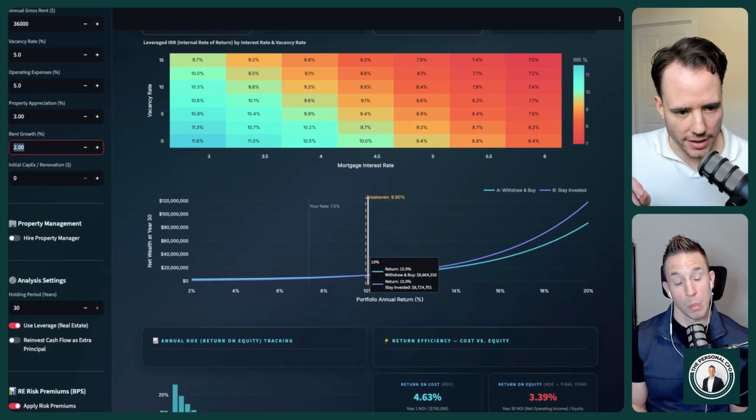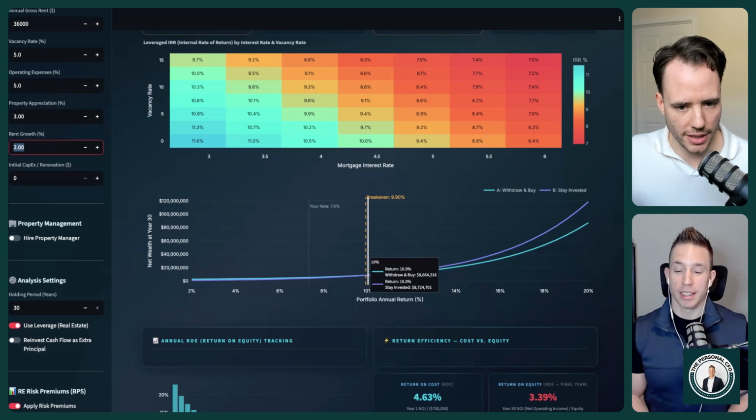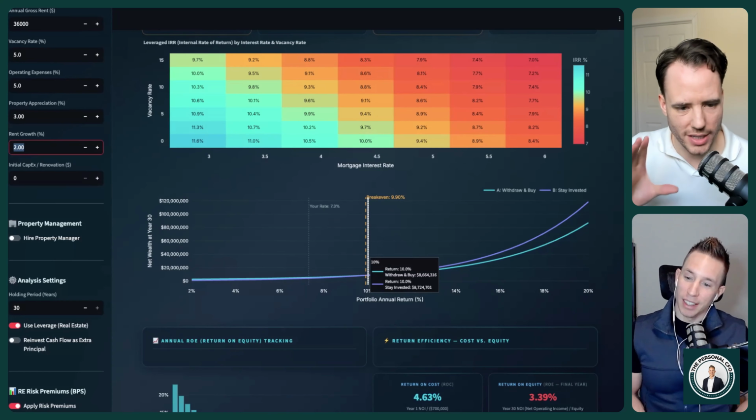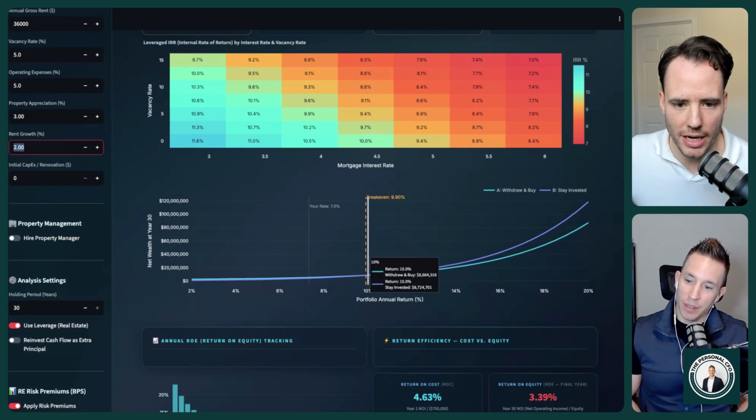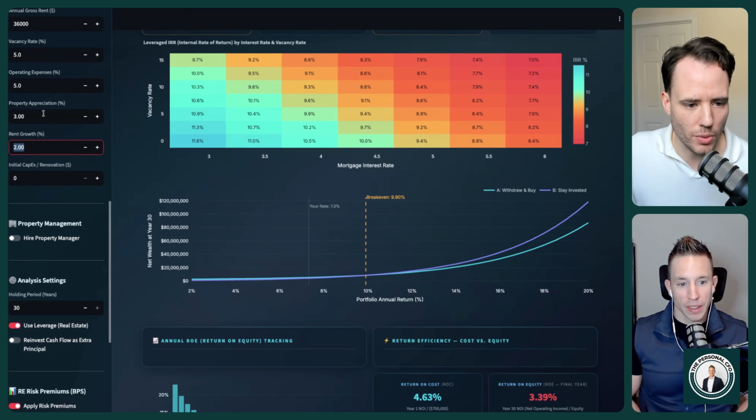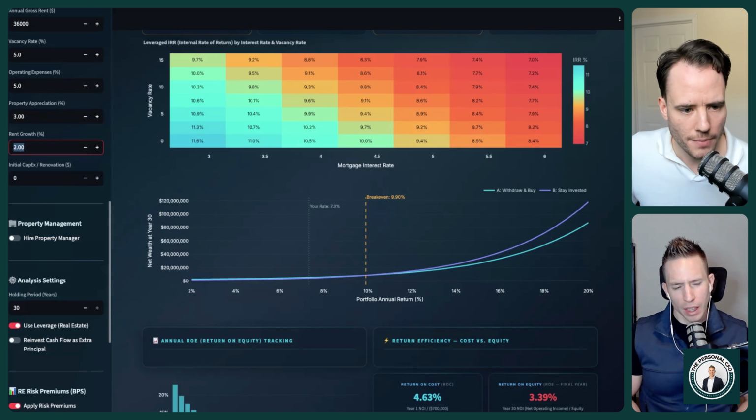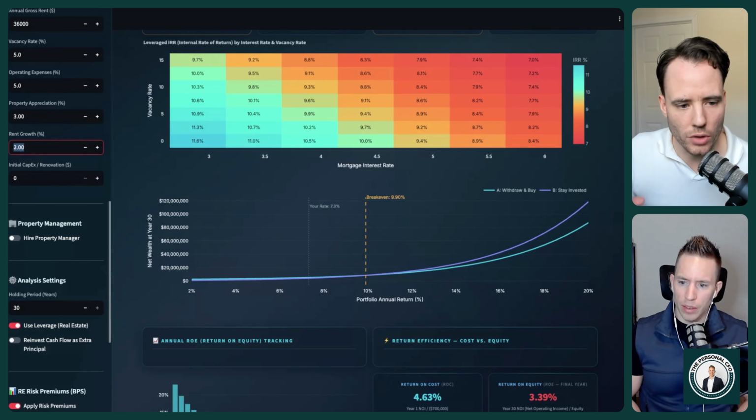But this is a key distinction here. You might think, well, wait a second, my portfolio is making 9, but my property is only earning me 3% plus cash flows. How does the math work here? Basically what we're utilizing here is leverage, and what you're seeing is something called return on equity.